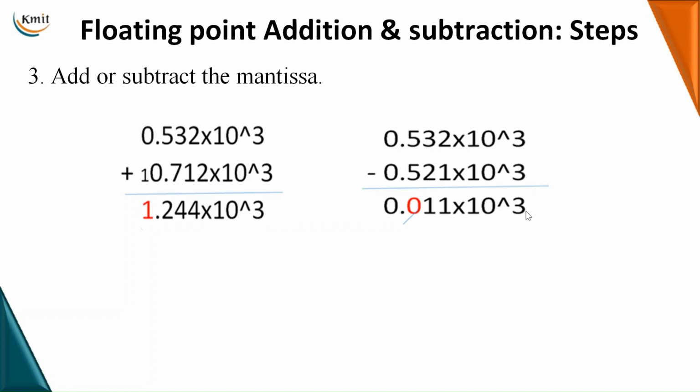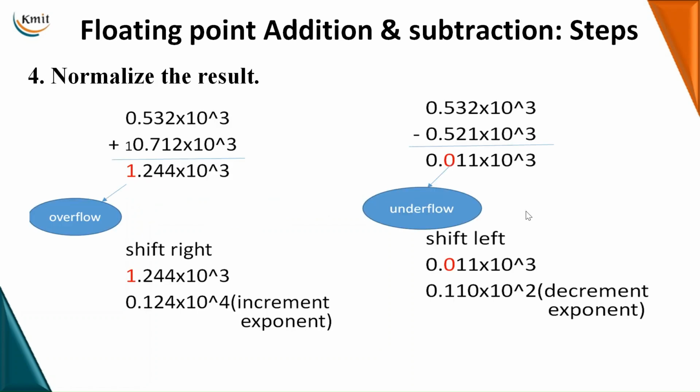The next step of floating point addition and subtraction is normalizing the result. Once you are done with your addition and subtraction operations, whatever result you got out of them might not be a normalized result. Whenever we perform any type of operation in floating point arithmetic, we have to ensure that the result is in a normalized form. In case of an addition operation, an overflow situation might occur. In case of a subtraction operation, there is a possibility of underflow.